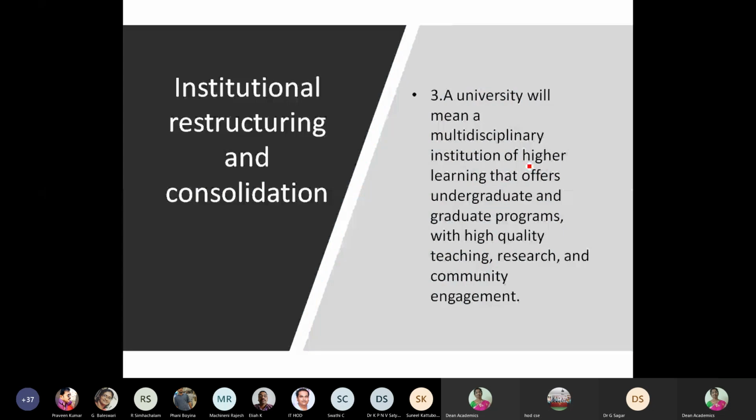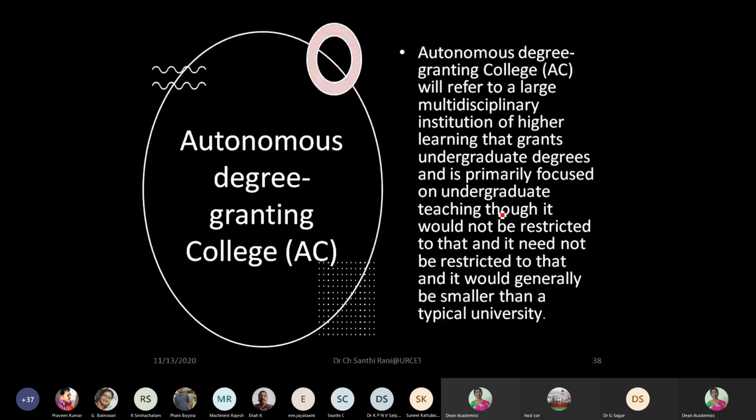And in future, a university will mean a multidisciplinary institution, and it may be offering degrees for undergraduate, graduate, and for high quality teaching, research, everything. Okay, but let us see what is the status of autonomous college according to NEP. Autonomous degree granting colleges are also going to be large multidisciplinary institutions of higher learning that grant undergraduate degrees, and they primarily focus on teaching.